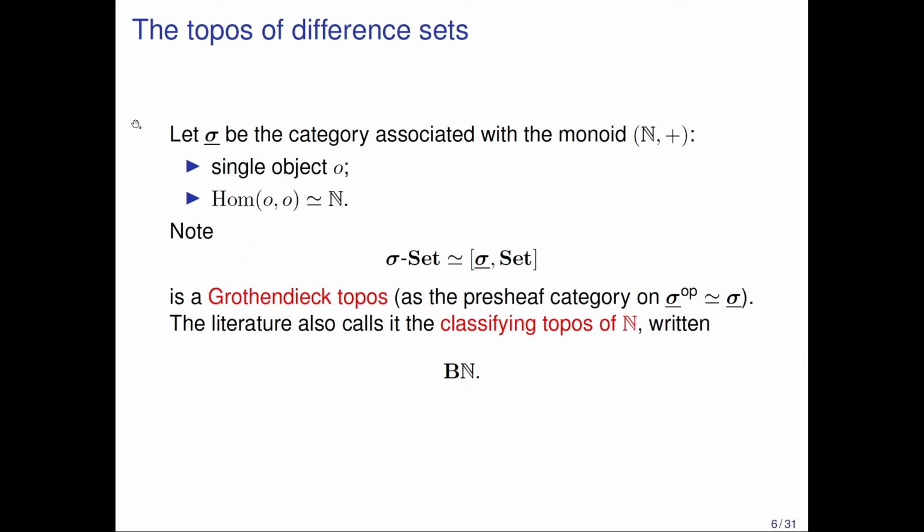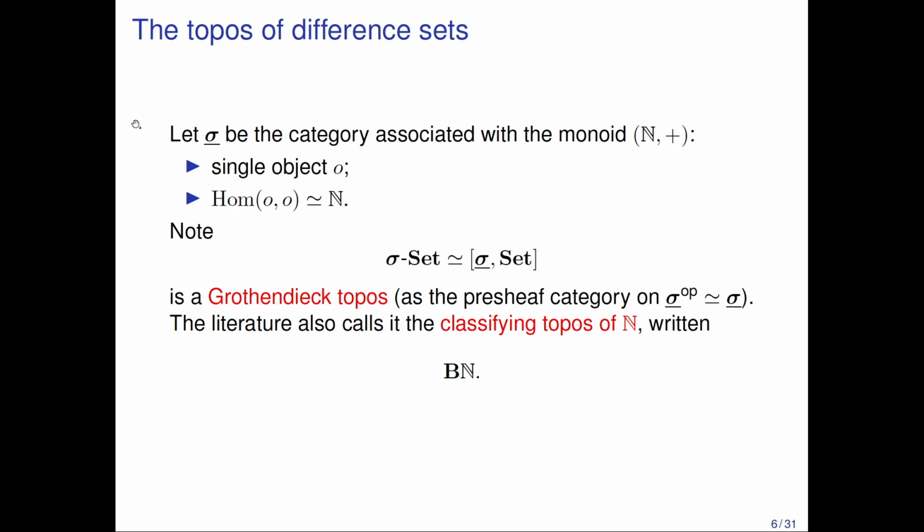All right. Now, let's discuss our universe. First of all, we build a rather small category. So sigma underline is the category associated to the monoid N, the additive monoid of natural numbers. It has a single object, O, and the homomorphisms of O to itself are isomorphic to the monoid N. And then difference sets can be viewed as the functor category, or in other words, the category of presheaves on this small category sigma underline, and that makes it a Grothendieck topos. The definition of a Grothendieck topos is that it is a category of sheaves on some site, and so this is a very trivial example.